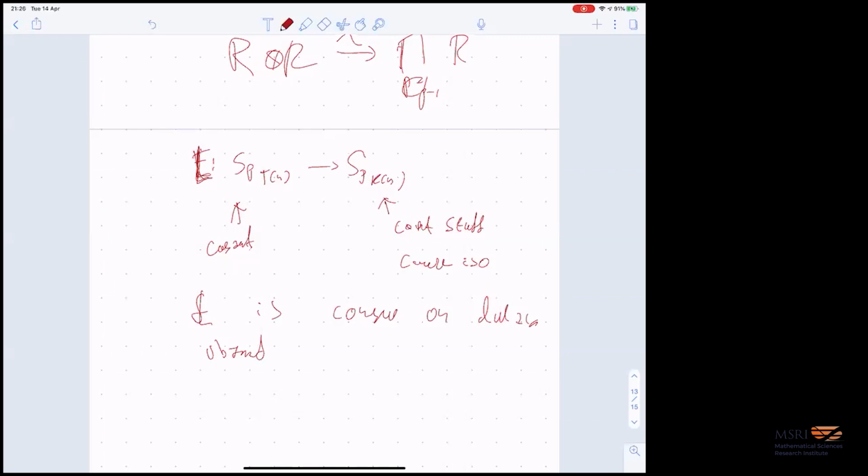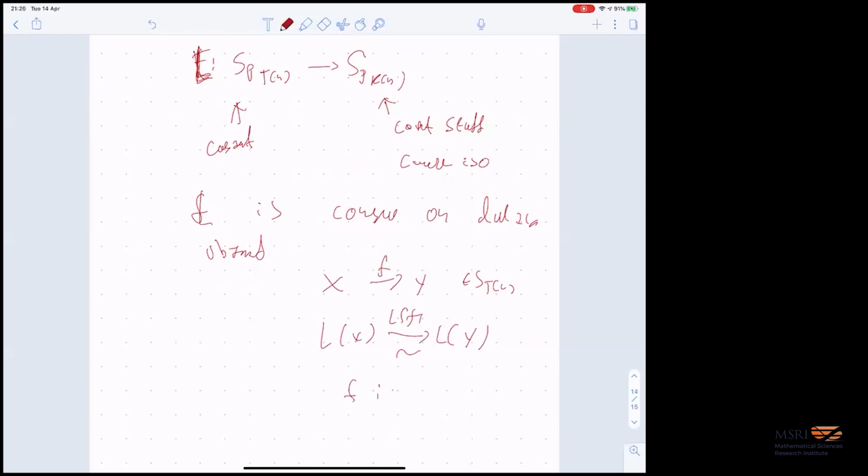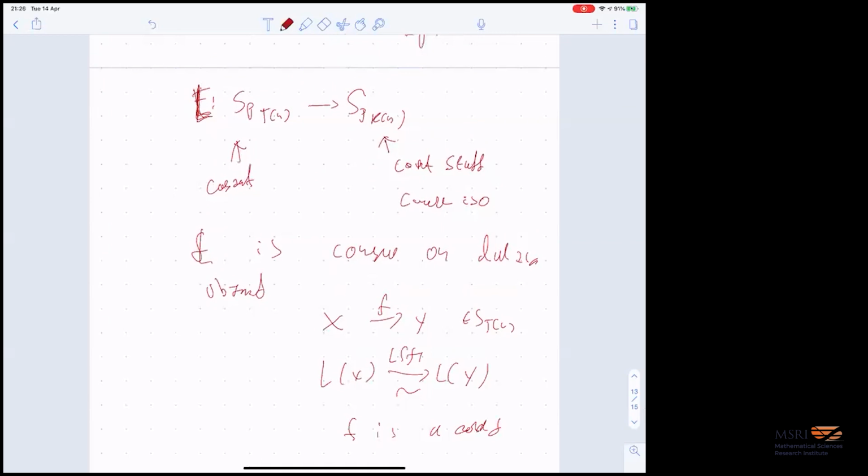So if you have two dualizable objects in the TN local category, and you know the localization and the map between them, and after localization this is an equivalence, then F is an equivalence. In particular, the telescope conjecture is equivalent, for example, to saying that the KN local sphere is dualizable as an object in the TN local category.